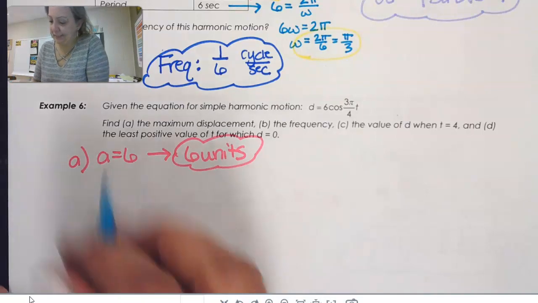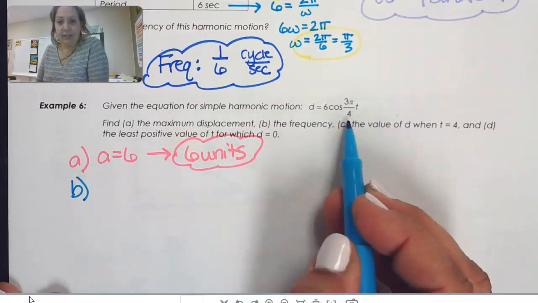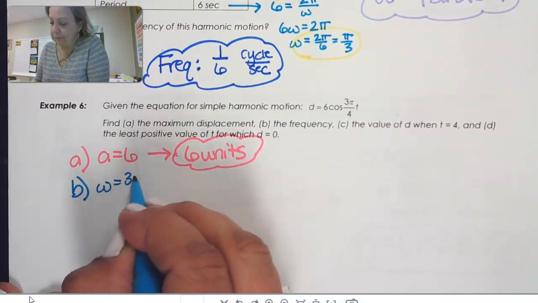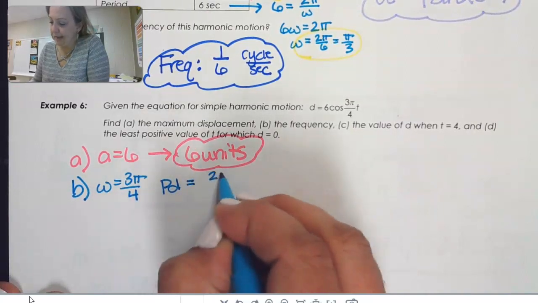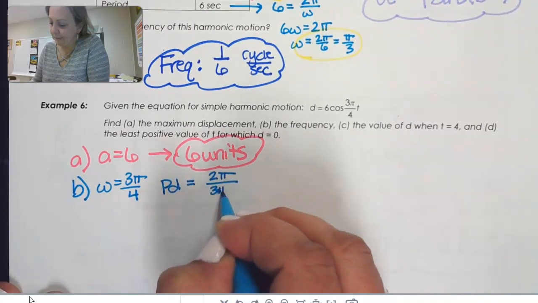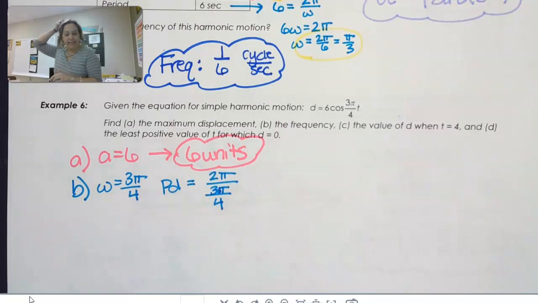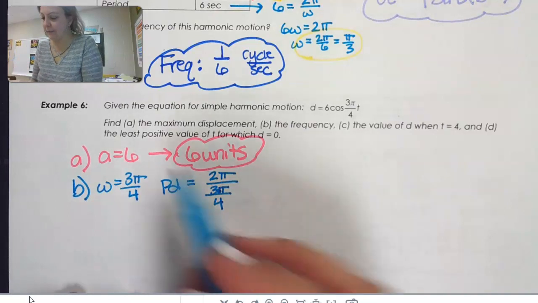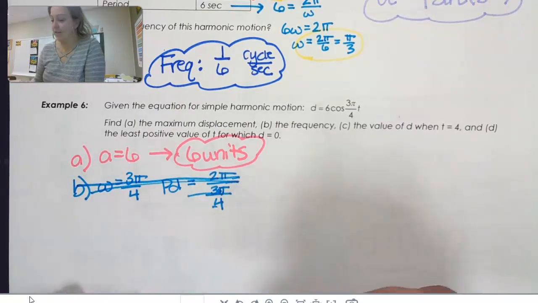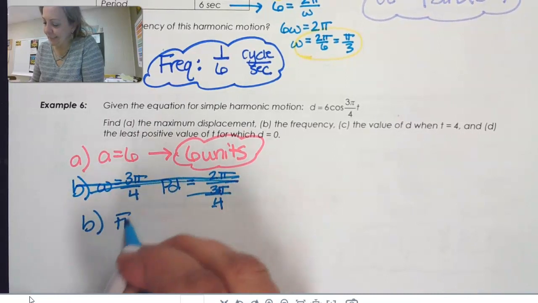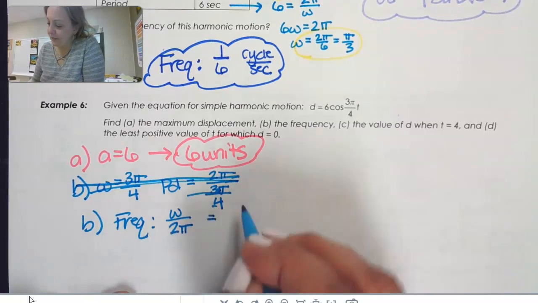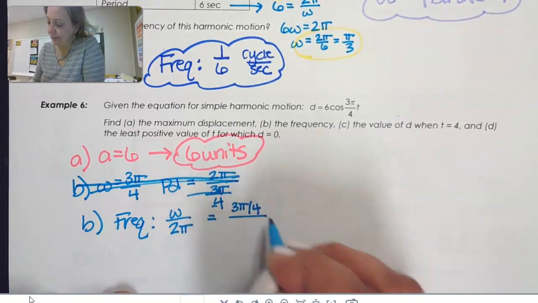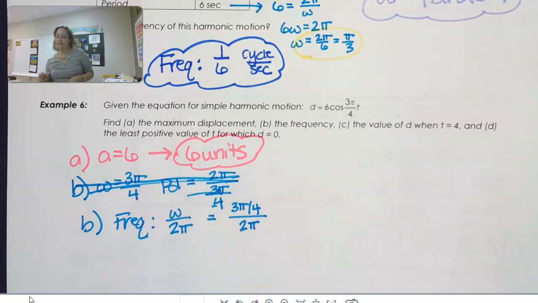B asks us for the frequency. Well, we can tell from the equation that our omega is 3/4 pi. And we know that the period is 2 pi over omega. So I'm going to take, oh shoot, it didn't want the period, it wanted the frequency. So for B, we want the frequency. So the frequency is going to be omega over 2 pi. So we're going to take omega, which is 3 pi fourths, over 2 pi, which is the frequency.